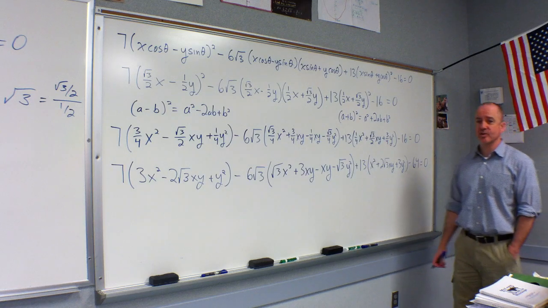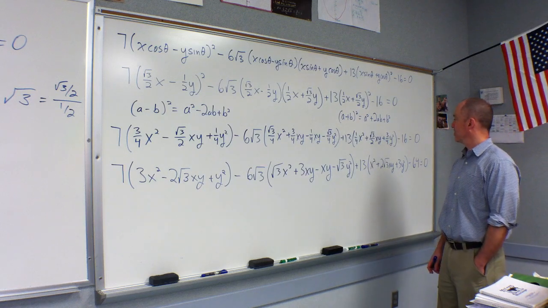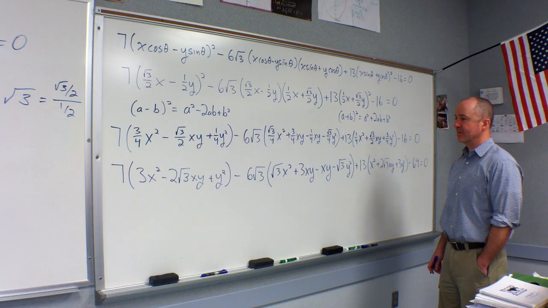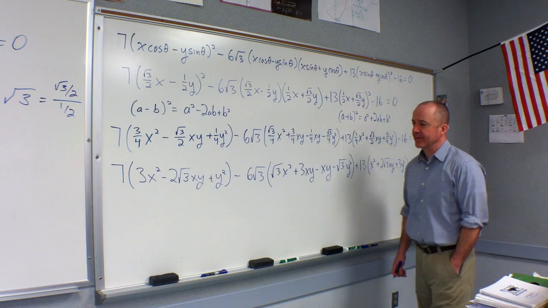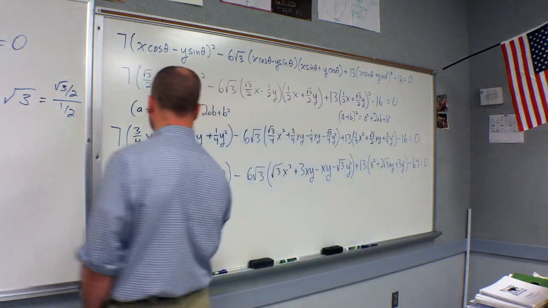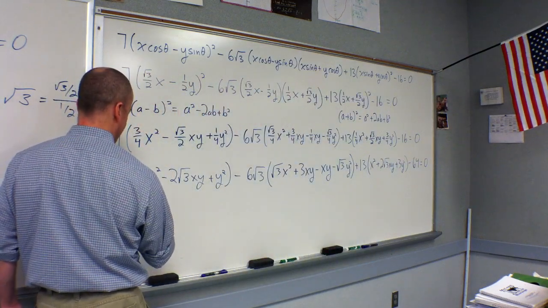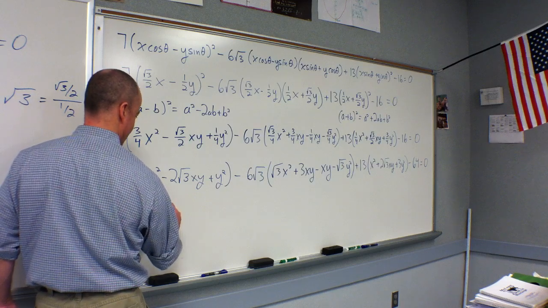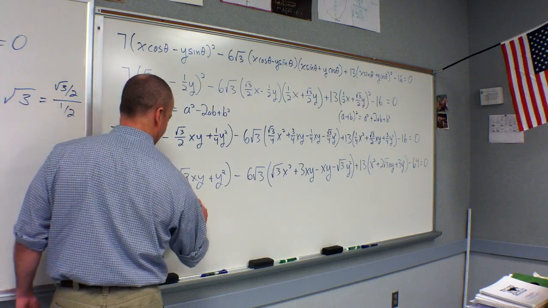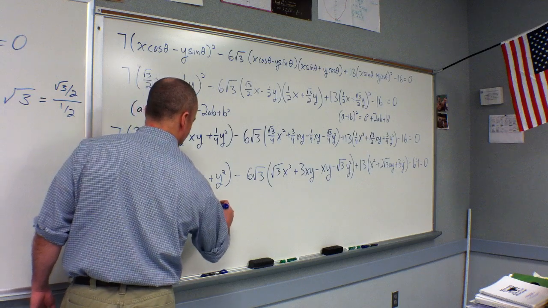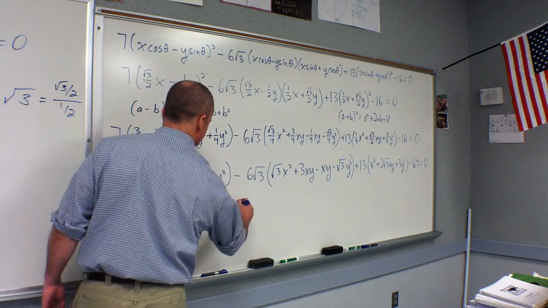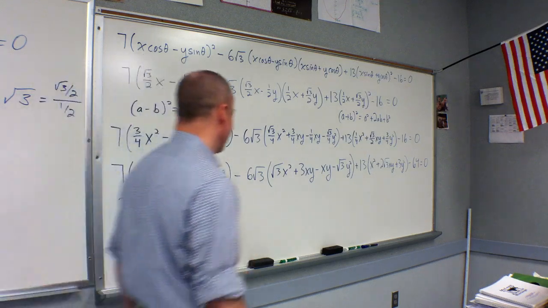I didn't have to do that, it totally depends on your comfort level with fractions. It doesn't change anything to multiply everything by 4. Now we have to multiply the second term, and this gives us 1x squared minus 14 root 3xy plus 7y squared. I'm going to write that down. Alright, Michelle's got that.